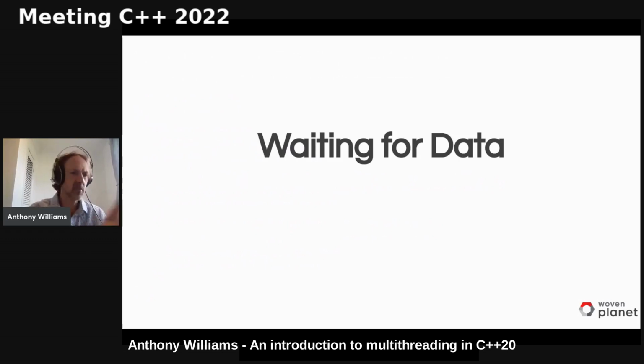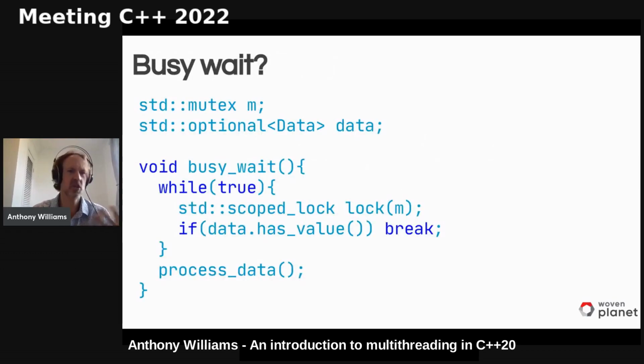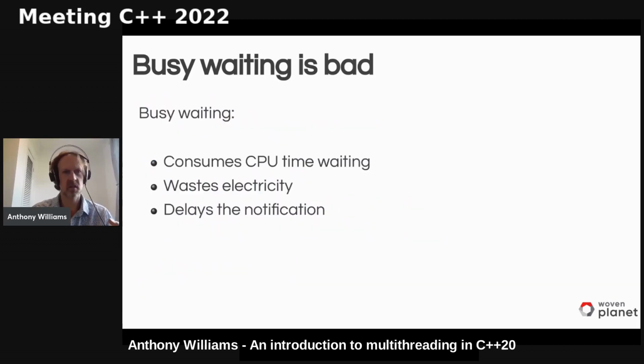Okay, so that's all the synchronization parts. What if we're waiting for data? Well, you really want to wait for data to be ready. You could just do a busy wait. You lock your mutex, you check the flag. If it's set, then you skip your loop. Otherwise, you unlock the mutex, lock it again, and try again. That just burns CPU cycles, so we don't want to do that.